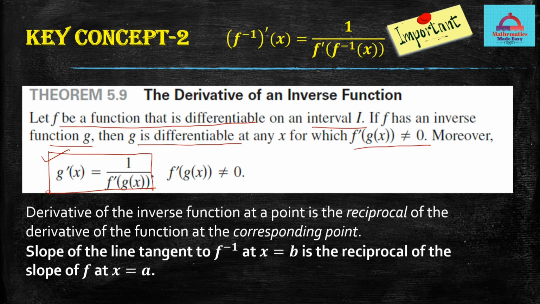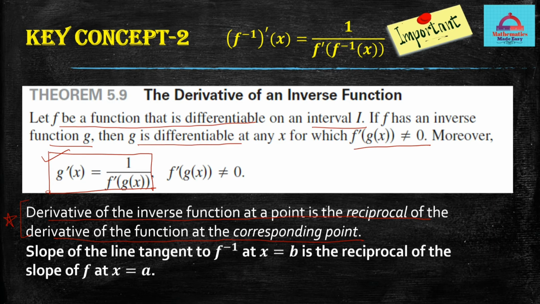So you could read it in this way, that the derivative of the inverse function at a point is the reciprocal of the derivative of the function at the corresponding point. So remember, if the point is a comma b for the function, then it would correspond to the point b comma a for the inverse. And similarly their slopes, the slope of the given function f and its inverse function g are going to be reciprocal.